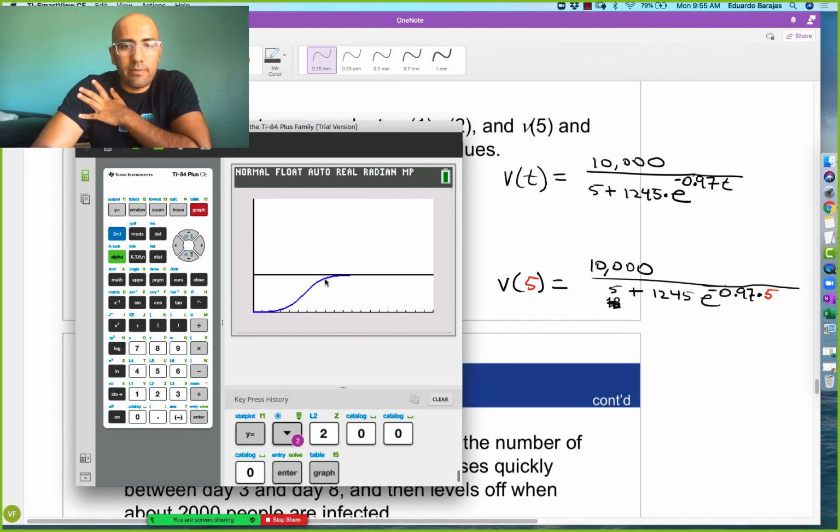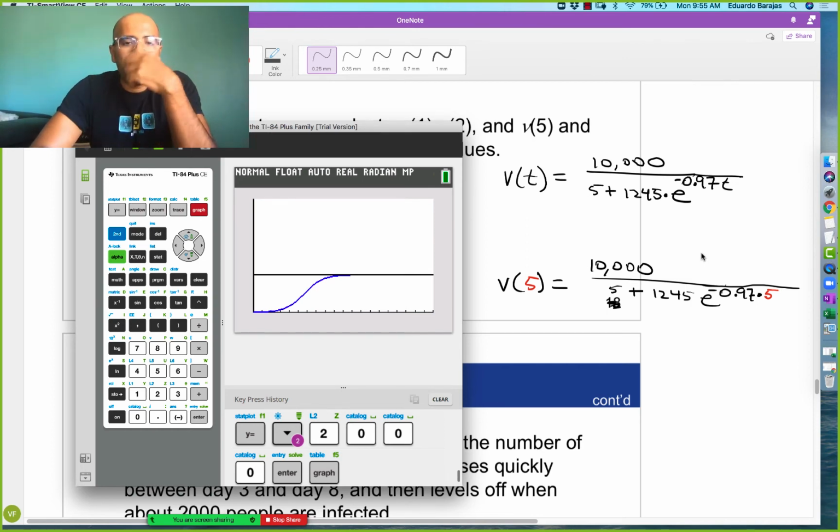It kind of plateaus around there, around 2,000. Any questions about that? No? No?